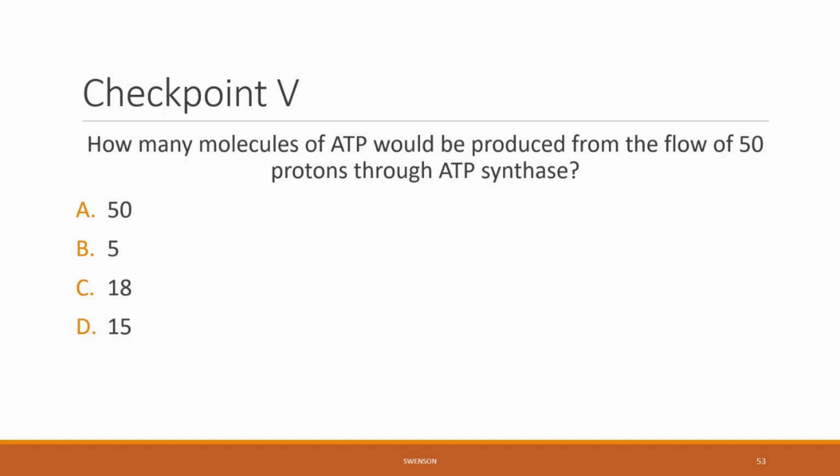Checkpoint 5. How many molecules of ATP would be produced from the flow of 50 protons through ATP synthase?